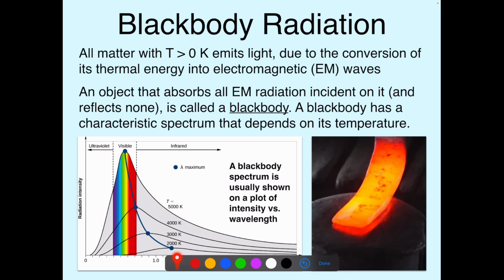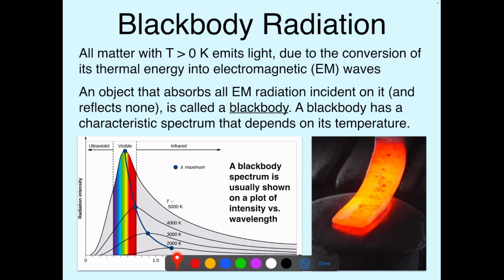Okay? So there's this word black body. What does that mean? Any object that absorbs all EM radiation, that's electromagnetic radiation, that hits it and reflects no electromagnetic energy back is called a black body. So it absorbs everything and it doesn't reflect anything when light hits it. So any black body has a characteristic spectrum of the light that it emits. And this spectrum depends on its temperature, okay?